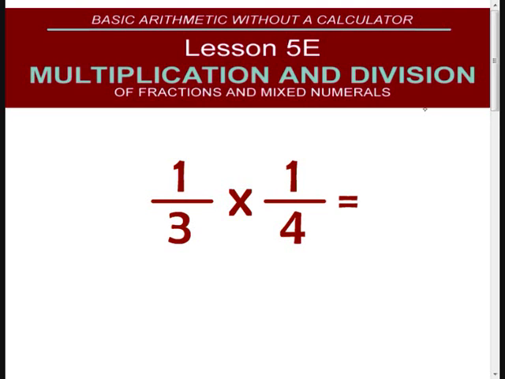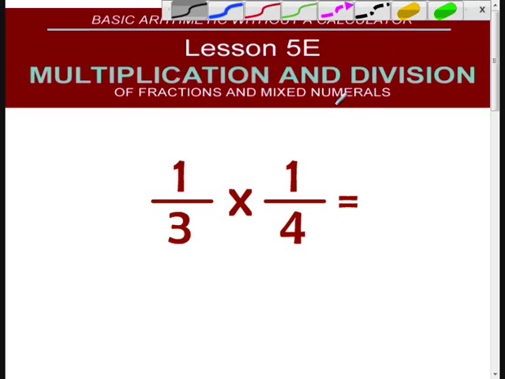Let me start out by telling you that you're in luck because multiplying and dividing with fractions is so much easier than adding and subtracting. You don't have to worry about common denominators anymore. What you see is what you get. You simply multiply the top, multiply the bottom. 1 times 1 is 1, and 3 times 4 is 12. And that's how you multiply a fraction.